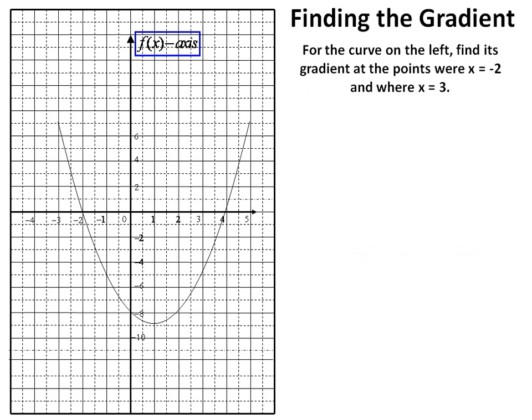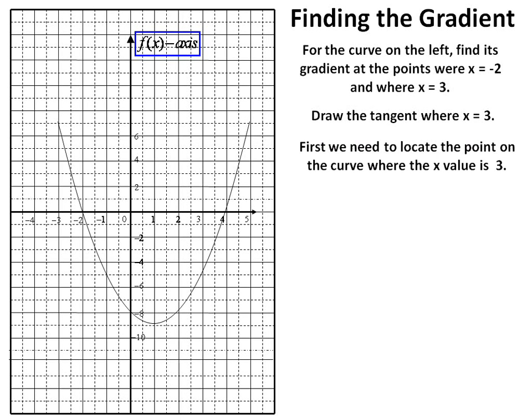And of course, we need to find the gradient of the curve at the point where x is equal to 3 also. So let's do that. Here is where x is equal to 3, right here, right at that spot. So this is the x value, 3. So the corresponding value for the curve is right there. Draw the tangent where x is equal to 3. First, we need to locate the point on the curve where the x value is equal to 3, which is right there. Then, we draw the tangent to the curve, right there.